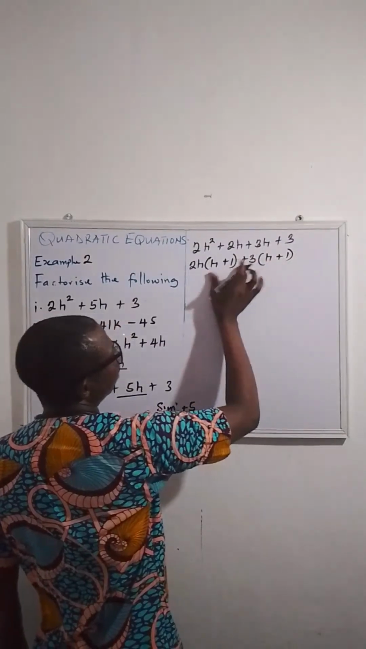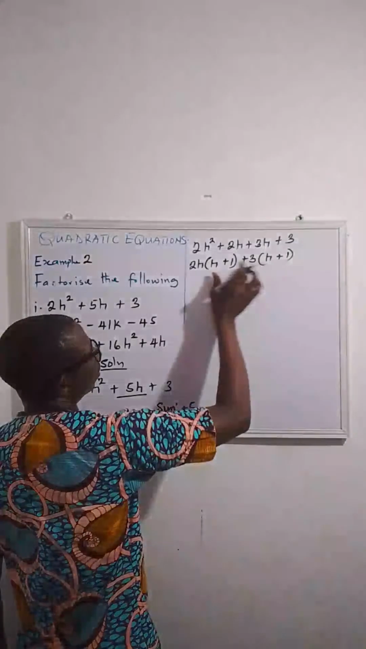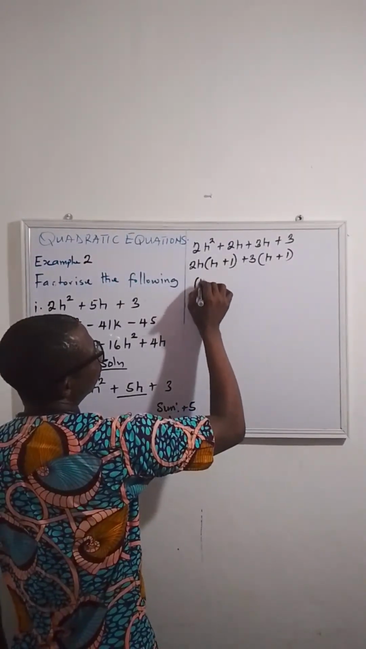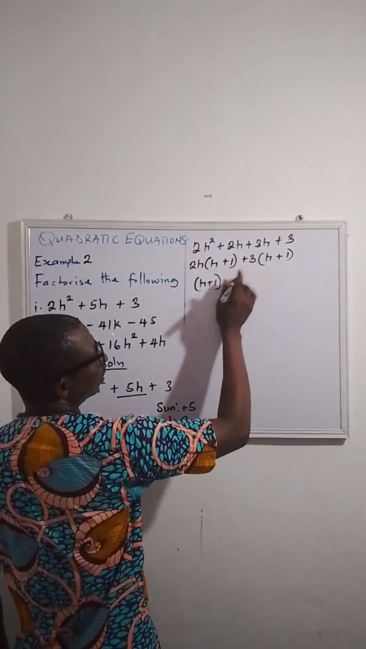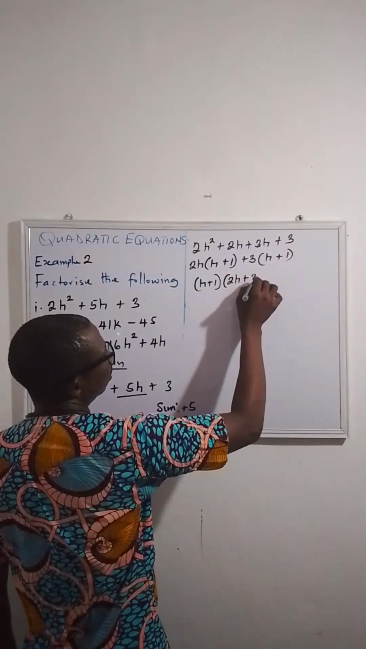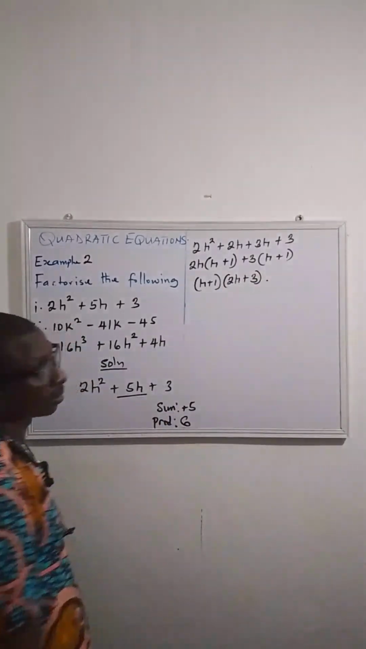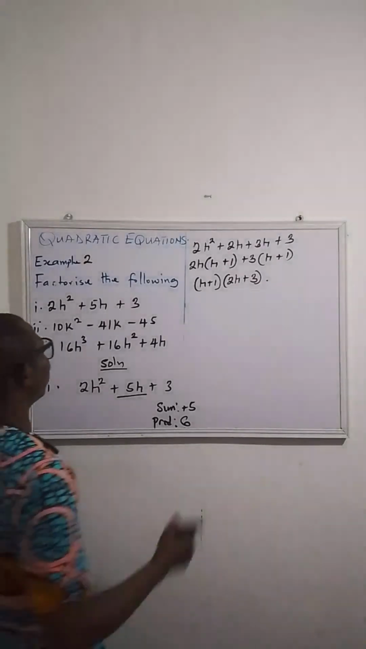You can see what we have in the bracket is the same. So we factor out h plus 1. So we have h plus 1. You're left with 2h plus 3. So this is going to be the answer to the problem. All right? I hope you get that. So now let's look at the next question.